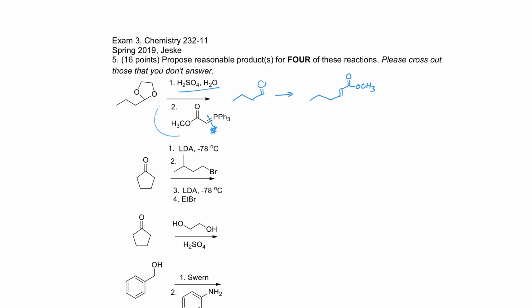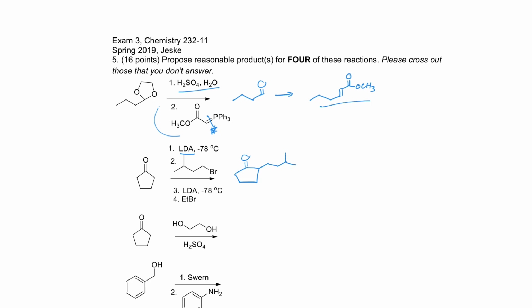And that's pretty cool. That's another way to make an alpha-beta unsaturated carbonyl compound by using a stabilized Wittig. Almost like an aldol reaction, to be honest with you. But this is what we're looking for here. The second question is deprotonation and alkylation. So the first step would give us this compound.